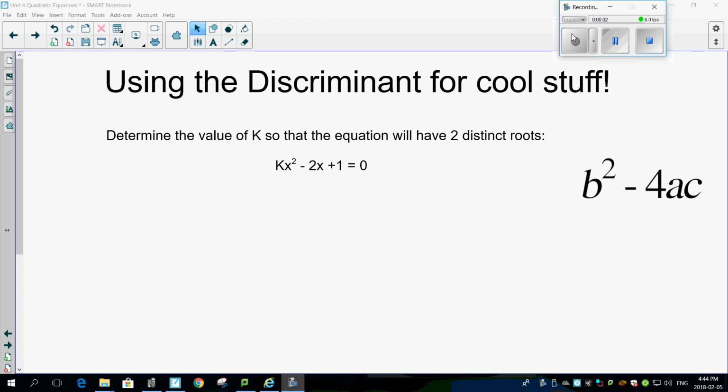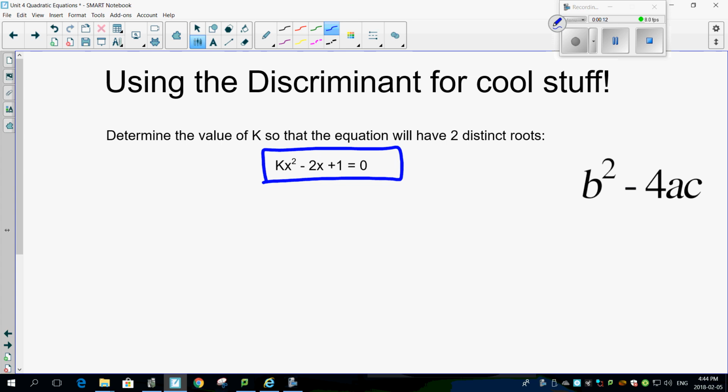Well, what else is the discriminant good for? Well, it helps us figure out some pretty cool stuff. Take a look at this equation. If I gave you that equation right there, this says I want a value that I can put up front in that equation that's going to give me 2 roots.